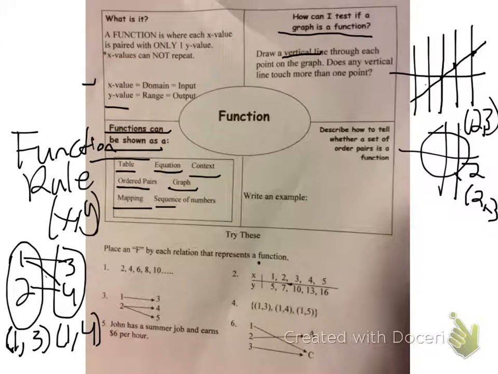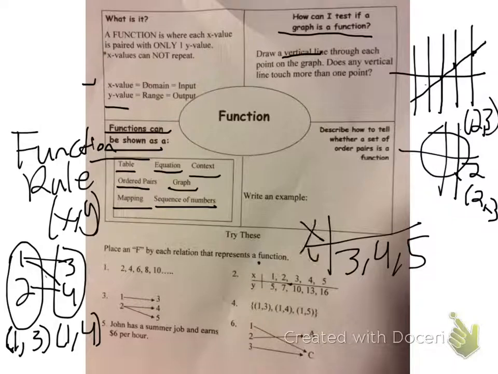Alright, I can also have a sequence of numbers. Now, in a sequence of numbers, say if they give us 3, 4, 5, those are always my y values. If you aren't given any x values, then you can go ahead and make a little table or chart here, and your x values are always going to be 1, 2, 3, 4, 5, and so forth. So your x's won't repeat in this sequence of numbers.